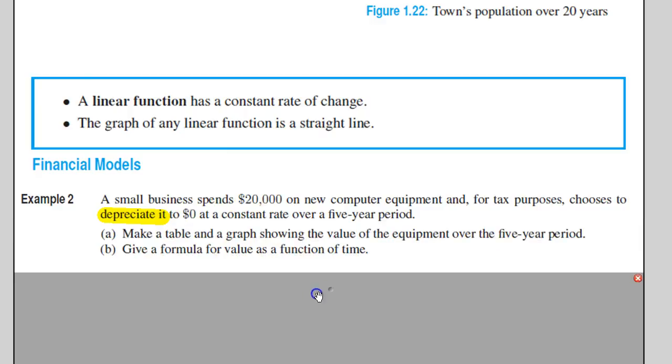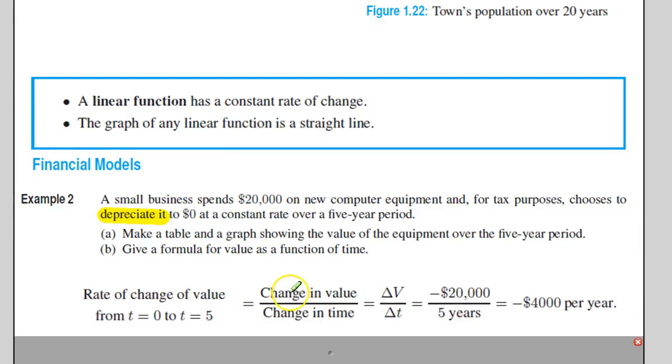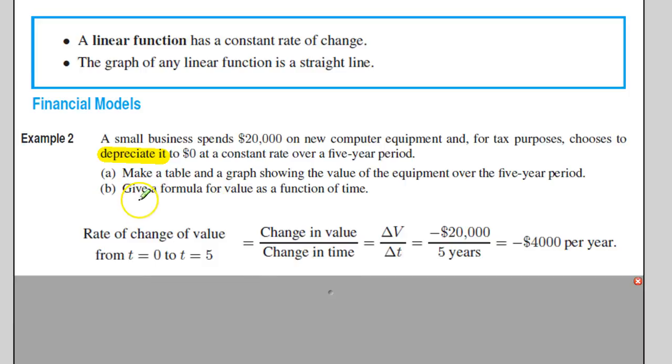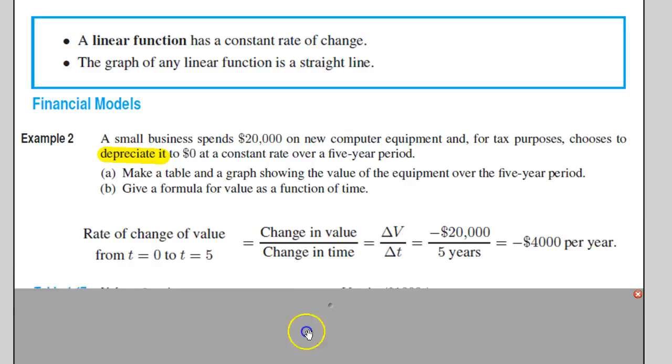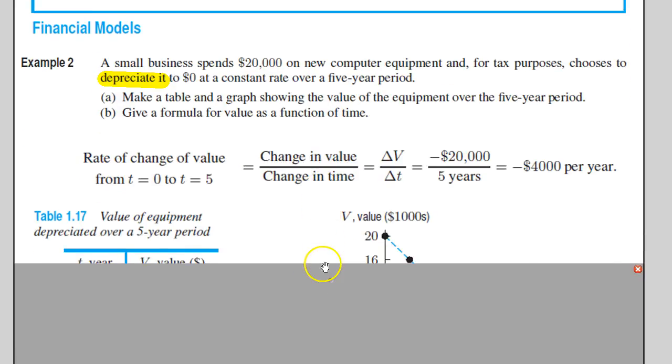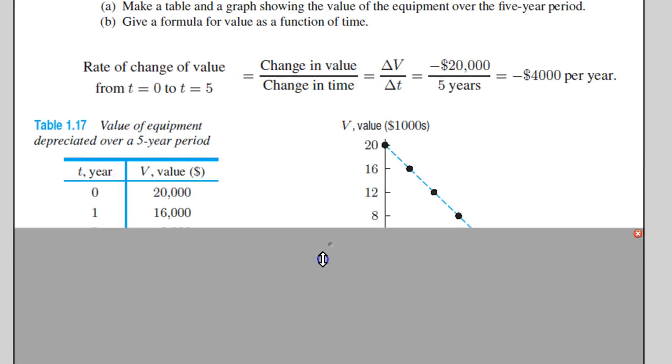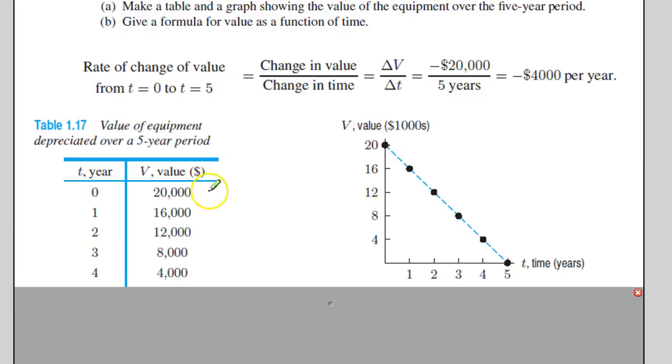So the question is, what's the rate of change? Well, average rate of change or rate of change? Well, if it's going to be a change of $20,000 in 5 years, the average rate of change is negative $4,000 per year. So I can tell you, based off this rate of change, what the table of values is going to be from year to year. I just decreased $4,000. I just decreased $4,000.